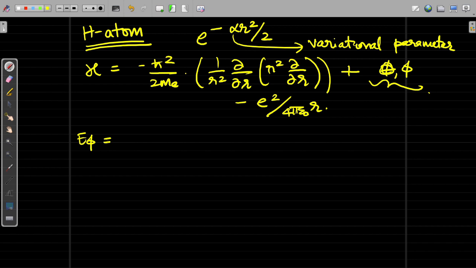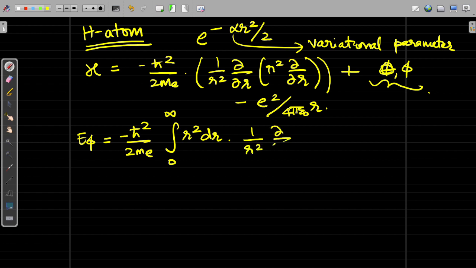And E phi can be calculated as minus h cross square by 2 m e, integral 0 to infinity, because r can be between 0 to infinity, r square dr, which has to be put in, times 1 over r square dou by dou r. I think I'm writing this in a little bit of a hurry, so let me not go to the operator yet, because first you need to write the function e power minus alpha r square. Let me not take the by 2, because the textbook does so. We can also take the by 2 and just make the answer a little easier, times the operator.